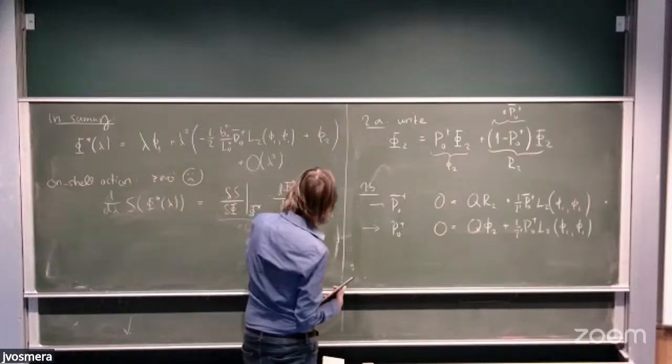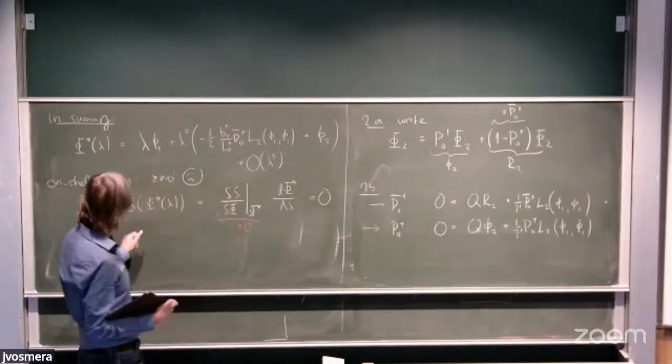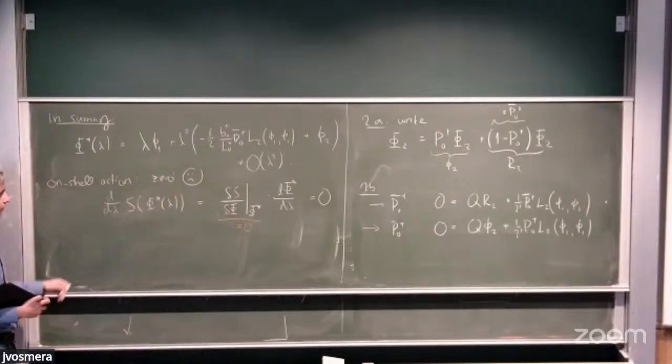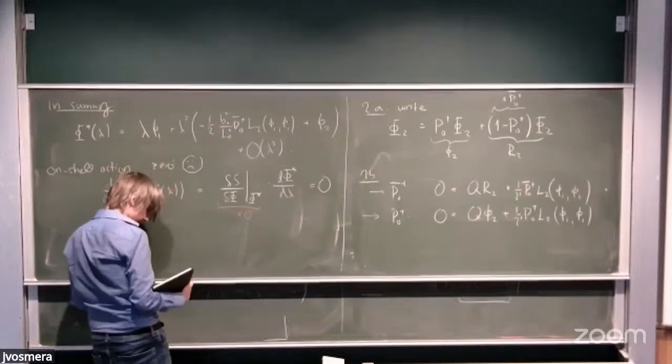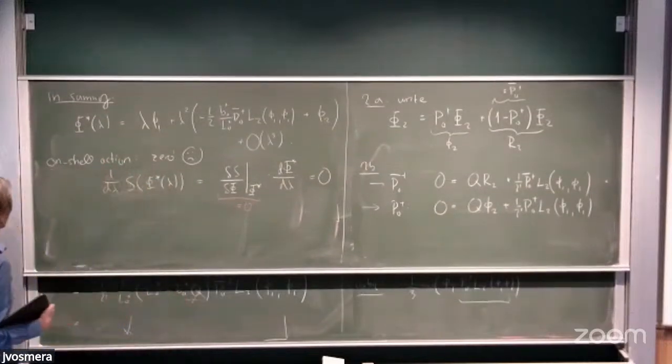So not only the value of s at lambda equals 0 over 0, but also its derivative everywhere is 0. So that means that the action needs to be 0 everywhere. So that is not good actually. The on-shell action doesn't provide us with any observable.